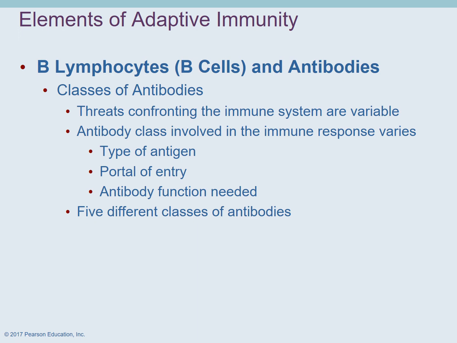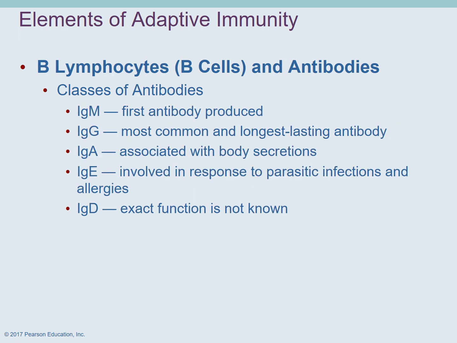There are different types of antibodies. The different types have slightly different functions and locations. The 5 different classes of antibodies: you have IgM, which will be the very first antibodies that are produced. IgG is going to be the most common, and that's the most long-lasting one. When you hear people talking about long-lasting protection, it's going to involve the IgGs.